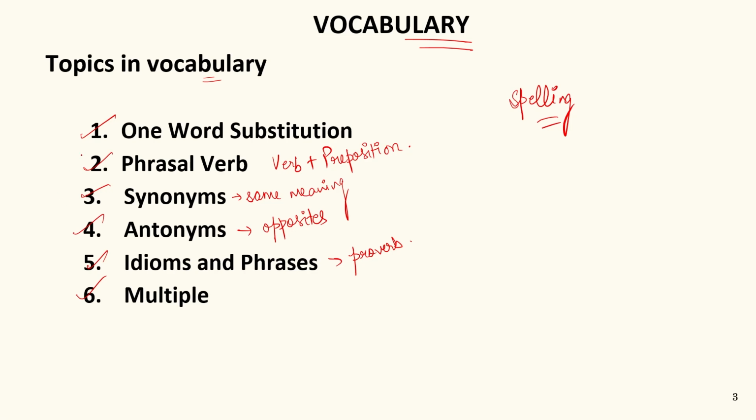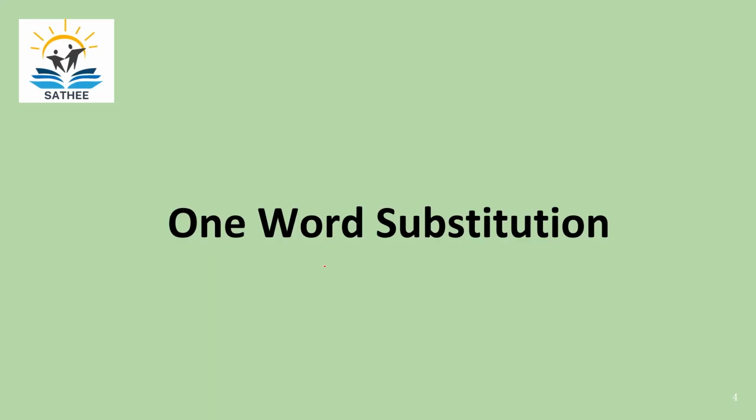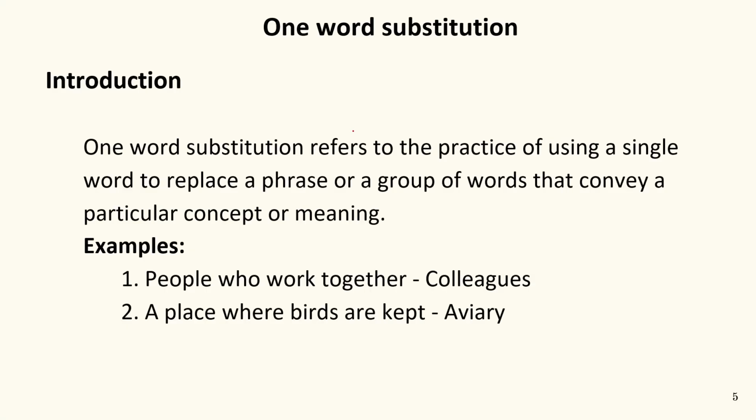So, first we'll begin with the one word substitution part. Now, what is one word substitution? As you can see, here it is written, one word. It means when we have a sentence, or a group of words, we substitute this sentence with a single word. That is called one word substitution.